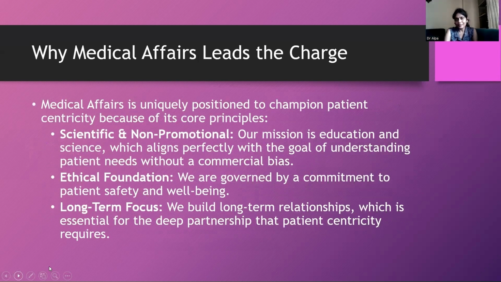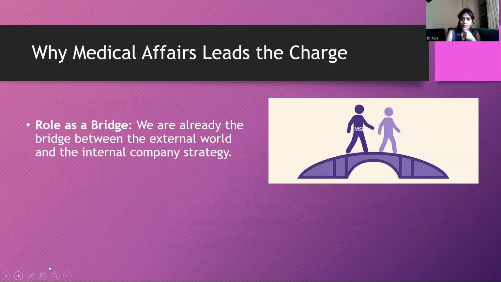And thus the role of the team medical affairs. Why is it very important? Because it being a scientific department, the entire exchange of information is more ethical and more scientific without any commercial bias. And certainly the training given to the medical affairs department is to focus on building long-term relationships. Again, as we have already discussed in the previous modules, the medical affairs department is the link between the HCPs and the pharmaceutical company. Likewise, it is the link between the pharmaceutical company and the patient.